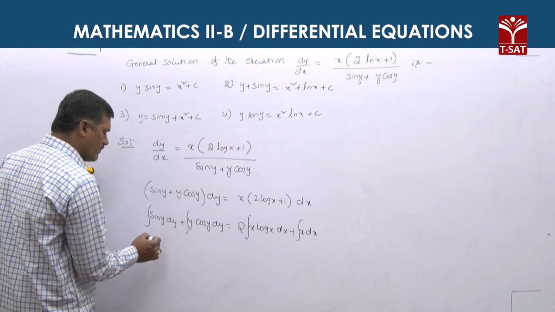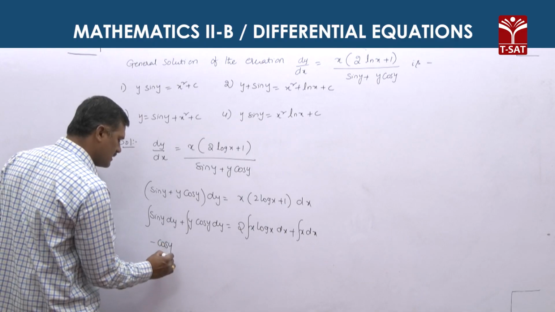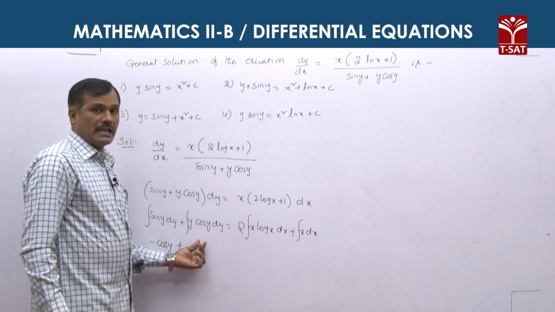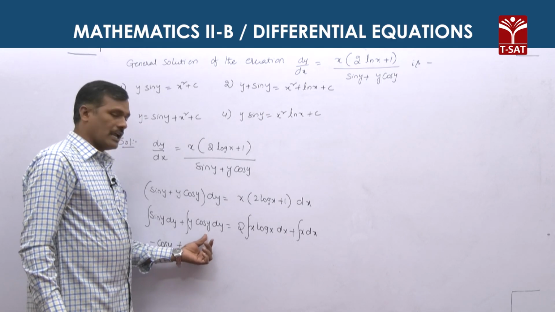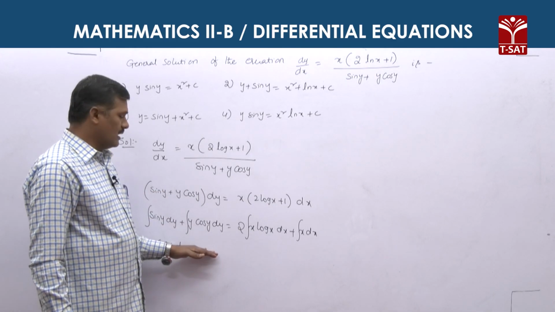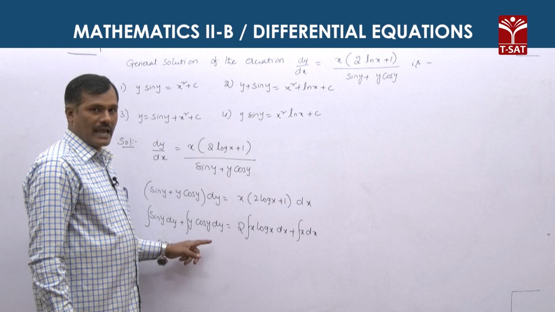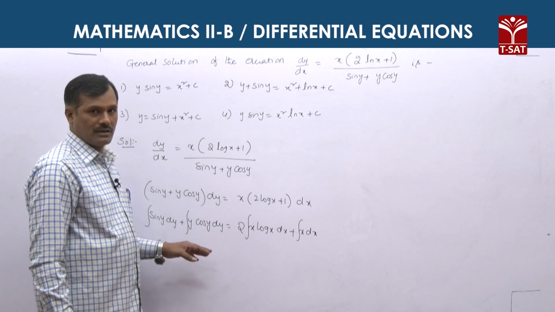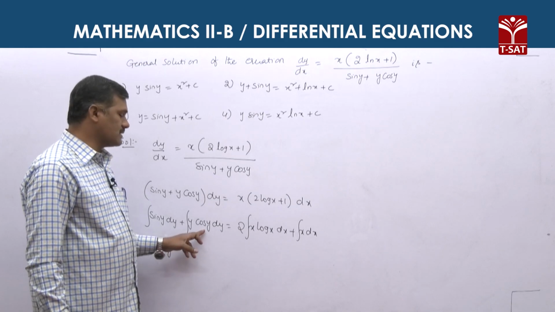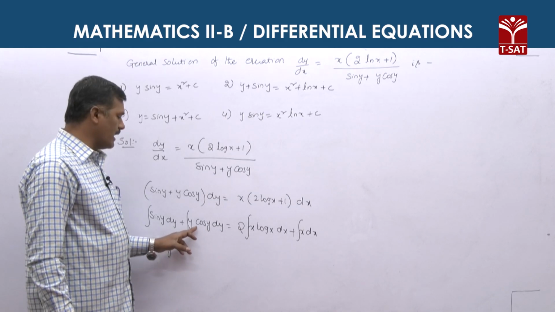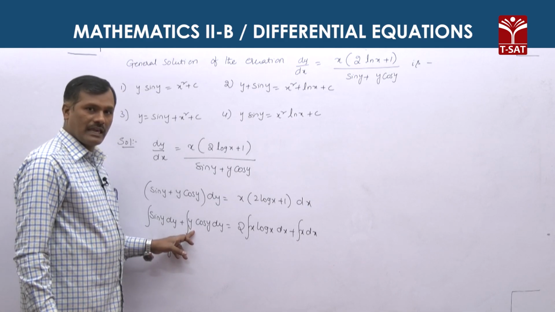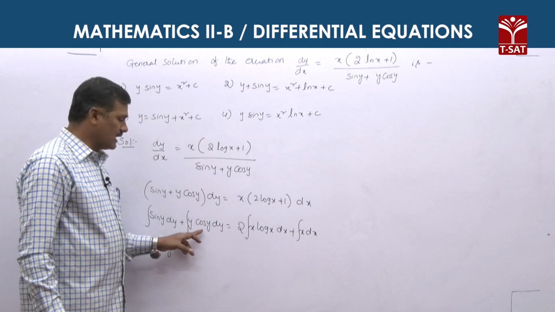Now integrating both sides: integral of sin y dy, sin y integration is minus cos y, plus integral of y into cos y into dy. Now applying integration by parts. In integration by parts, the first function and second function are chosen based on the ILATE formula. I stands for inverse trigonometric function, L is logarithmic function, A is algebraic function, T is trigonometric function. So here y and cos y: cos y is a trigonometric function, y is an algebraic function.